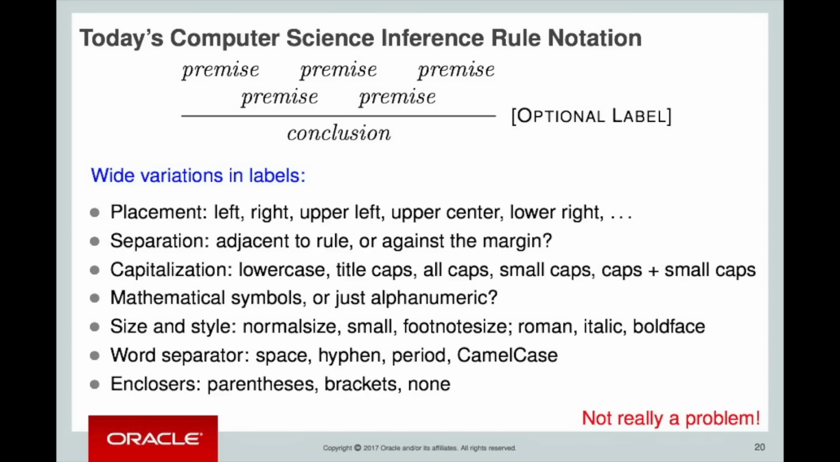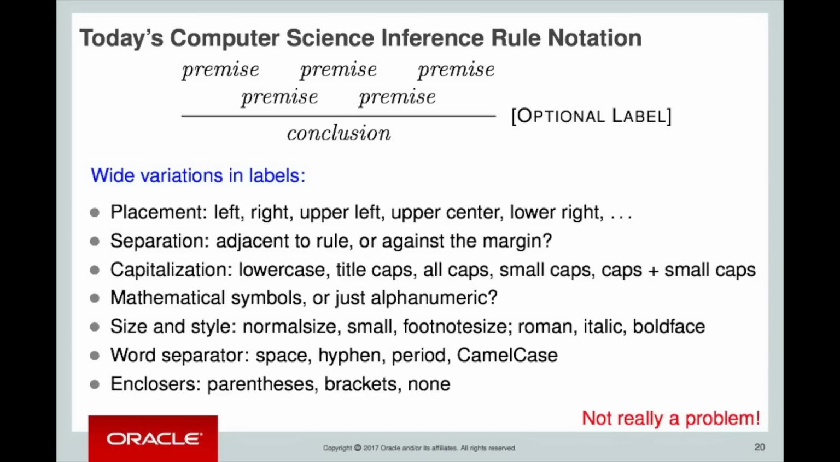Today's computer science inference rule notation extends this only a little bit. One is that we've introduced the habit of having many, many premises in our rules sometimes, if our algorithm is very complicated. And so instead of stringing out premises horizontally, we also stack them vertically. We cram in as much stuff as we can above the line.